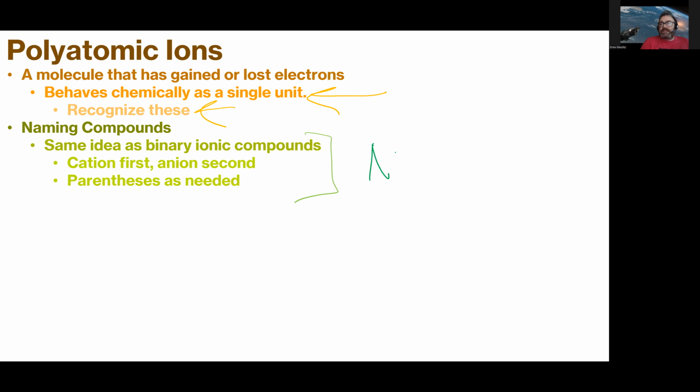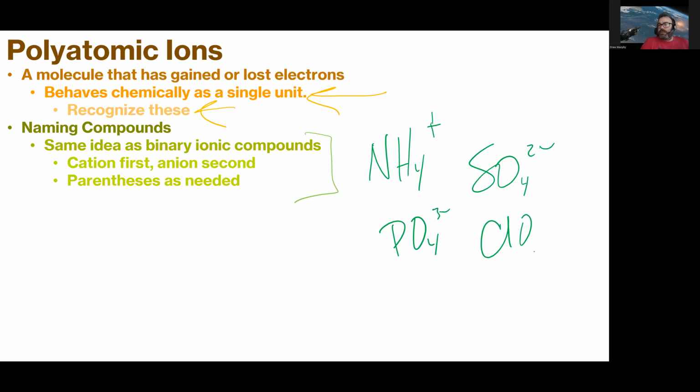So we can recognize these things, right? They'll have more than one atom, but they'll have a charge. So this is a positively charged one. We can have, say, SO4 2 minus. That's a nice negatively charged one. We could have PO4 3 minus, or say ClO3 minus. These are all good polyatomic ions.